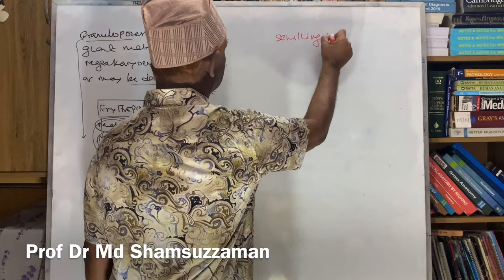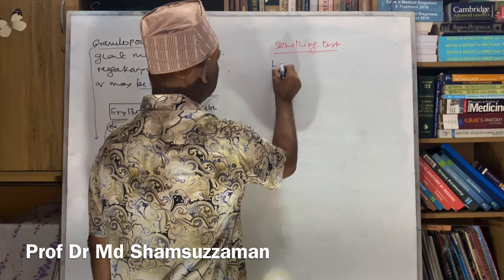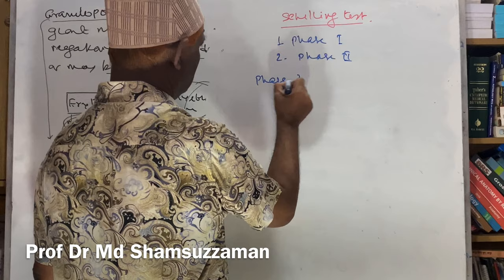Dear audience, there are two phases of the Schilling test: phase 1 and phase 2. Now come to the first phase, phase 1. What do we do in phase 1?